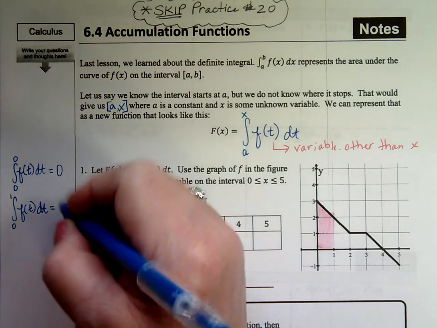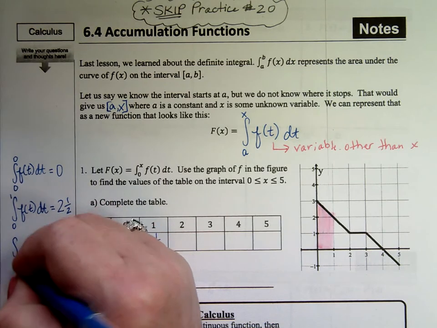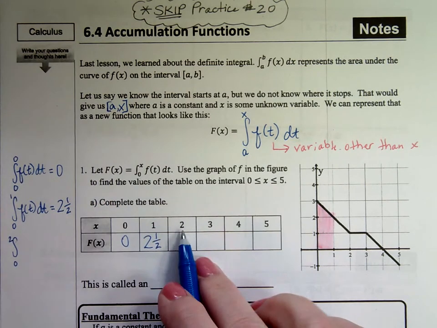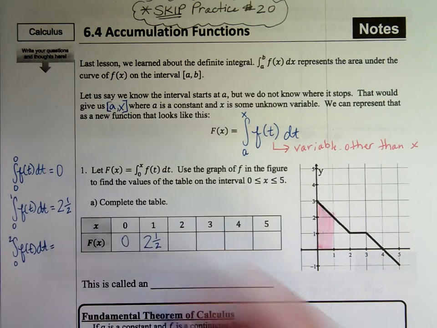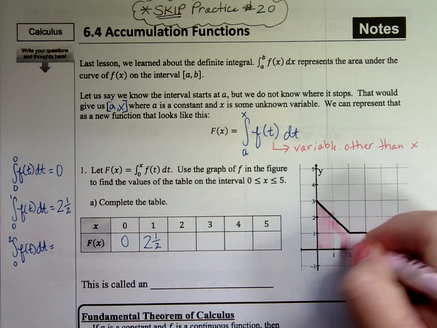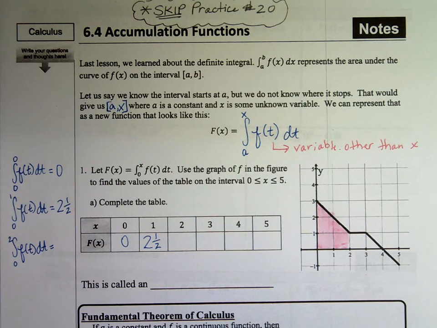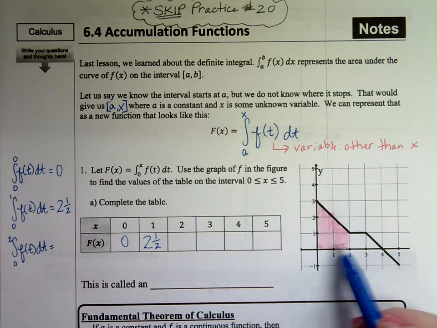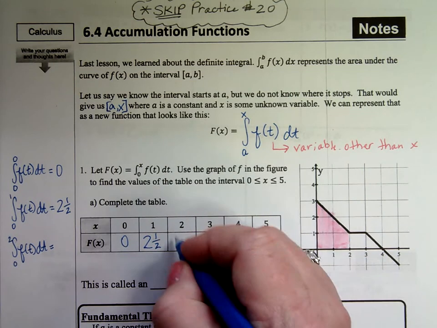The next integral would be going from 0 to 2. Now my x value is 2 of f of t dt. All right, well now I'm going a little further, and by the way, these are all above the x-axis, so they're positive. Now how many boxes do I have? Well, I count them up. 1, 2, 3, and a half, and another half, make it 4.